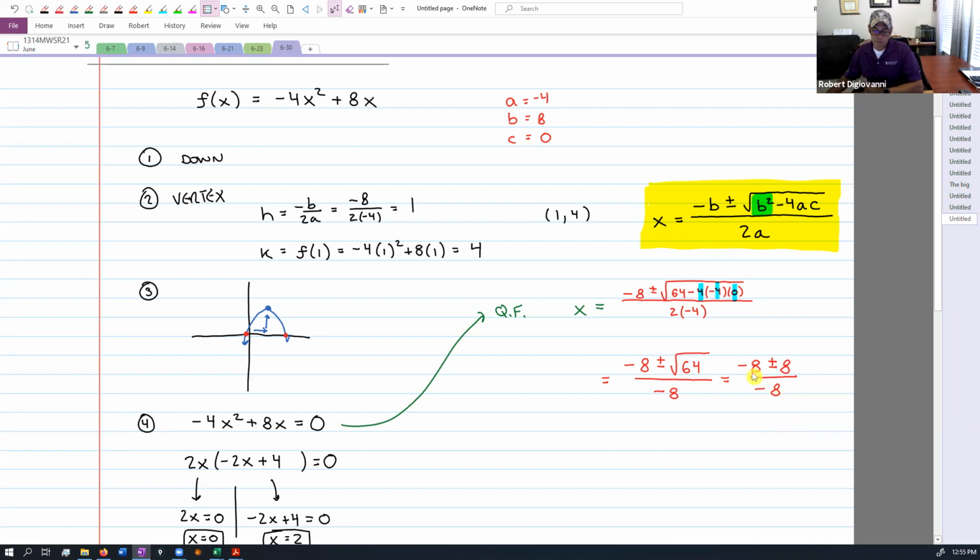And now at this point, we have the 2 different cases. Are there any questions? Almost done here. Y'all are okay? See how this is taking longer than factoring? So -8 plus 8, that's 0. Over -8, that's 0. And this one, you get -16 over -8, and that gives you 2. So we got the same 2 answers.